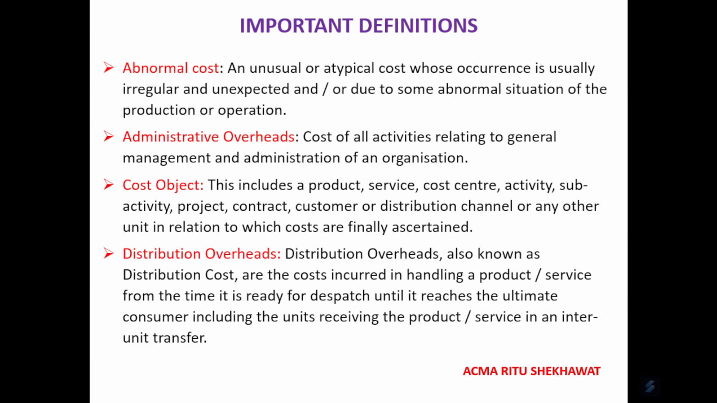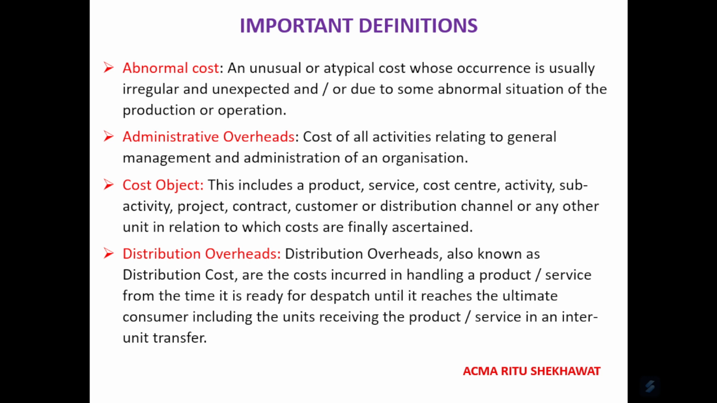What is abnormal cost? It is an unusual, irregular and unexpected abnormal situation in the production or operation, such as flood, earthquake and all those things. Administrative overheads are costs in the general management and administration of an organization. Cost object includes product, service, cost center, activity, sub-activity, project, contract, customer or distribution channel, with relation to a unit to which costs are finally ascertained.